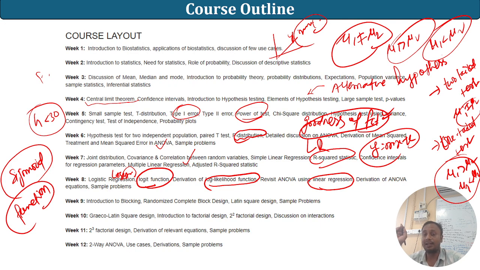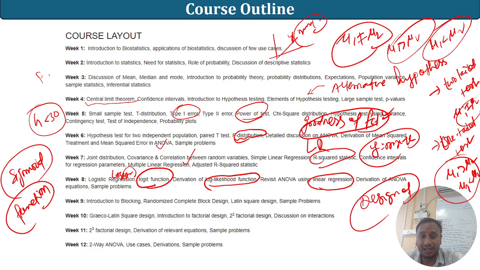After that, the idea is to start with two-way ANOVA. But before that, we have to check how to design experiments. So, introduction to blocking. What happened is that we had one, two, three, four groups, but we were not checking their interactions and all. So we came across the design of experiments.